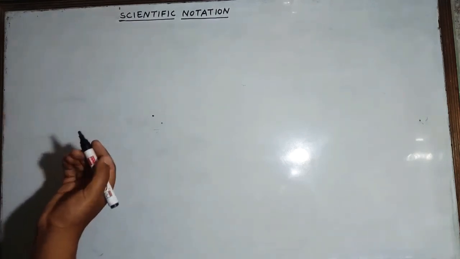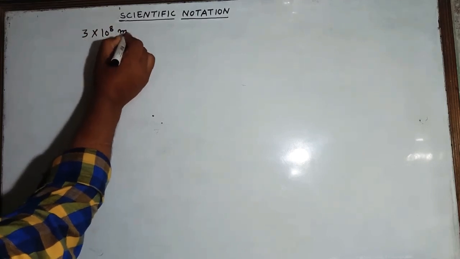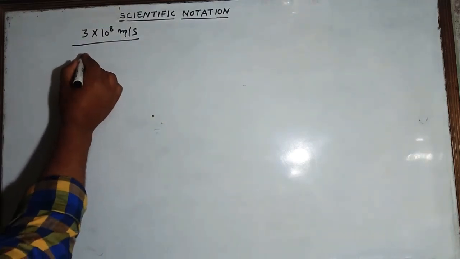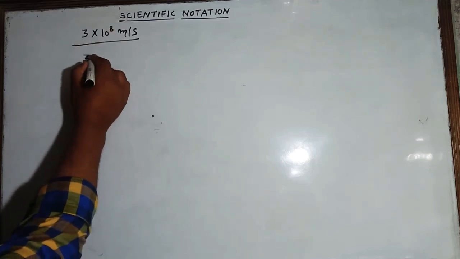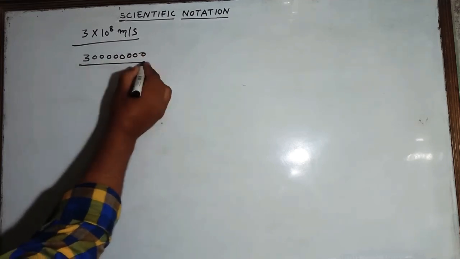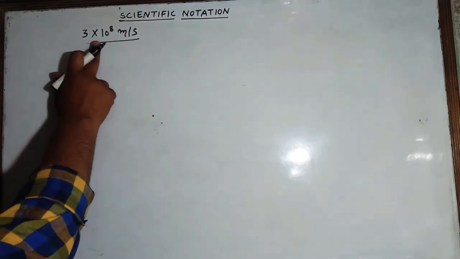If I ask what the speed of light is, your answer will be 3 into 10 to the power 8 meter per second. This is the speed of light. If I want to write it in standard form, it will be 3 and 8 zeros: 1 2 3 4 5 6 7 8. So it will be quite difficult to read as compared to this one. So this is our scientific notation, like 3 into 10 to the power 8 meter per second.